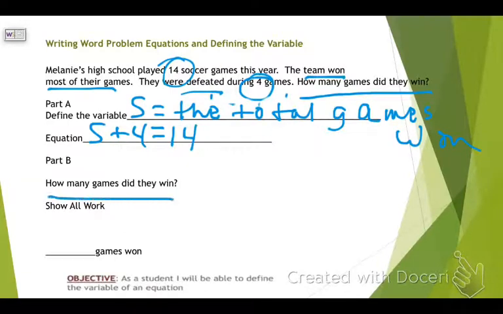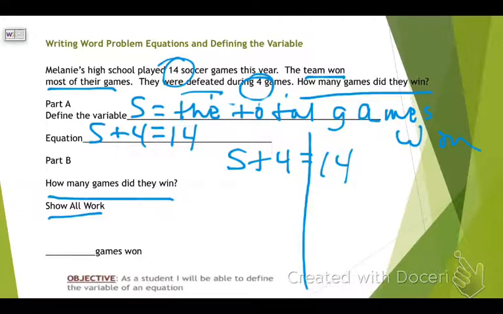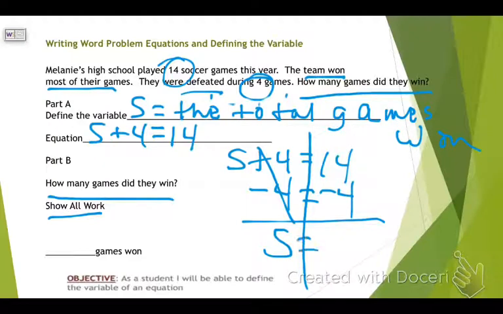So we want to know how many games did they win. We need to show all of our work. Remember, our objective is to be able to define that variable and solve the equation. Not only that, but get better at what we're doing for I-STEP. All right? So here we go. S plus 4 equals 14. It's also to show your communication, kids. Your thinking as well. Draw a line down here. We want to know that we're adding 4, so we want to undo that. We want to do the inverse, which is working backwards, which means we're subtracting 4 from both sides. This becomes 0. S equals 14 minus 4, which is 10. What does that mean? Well, they won 10 games.